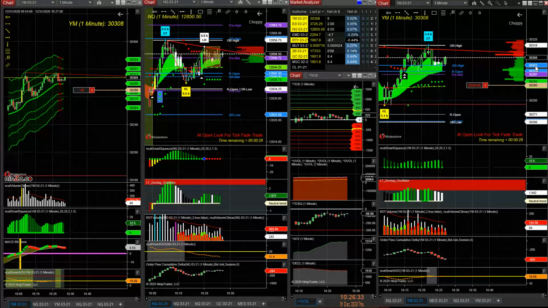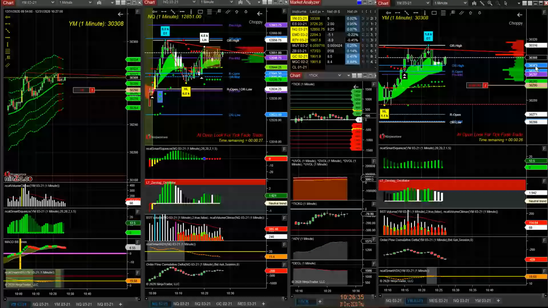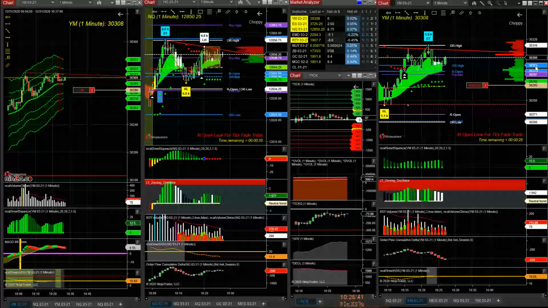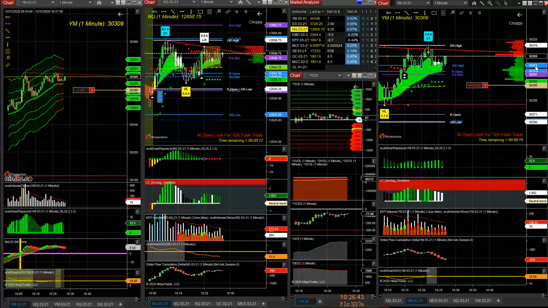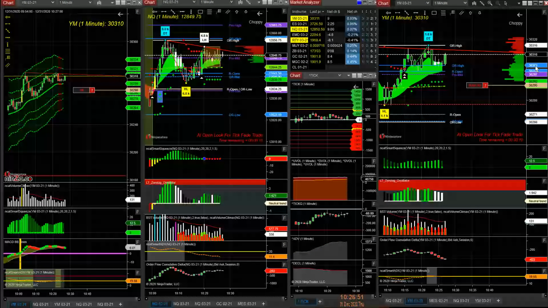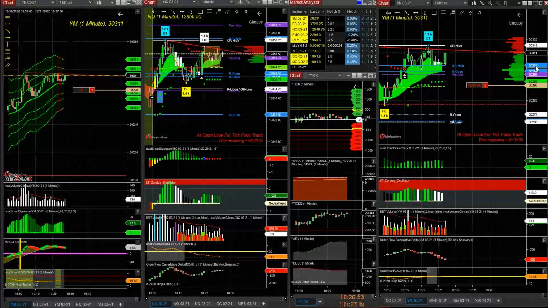So once you got green dots and you come to trend trade, you take profit. $10.26.